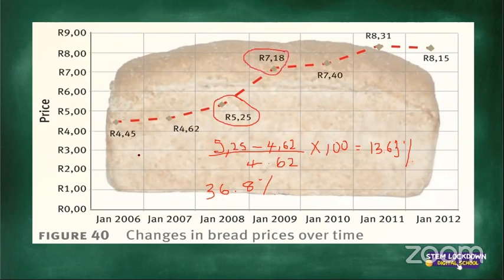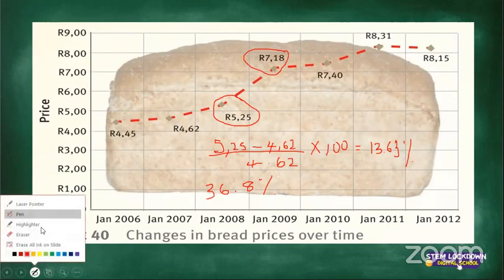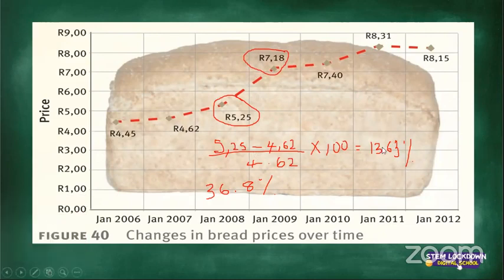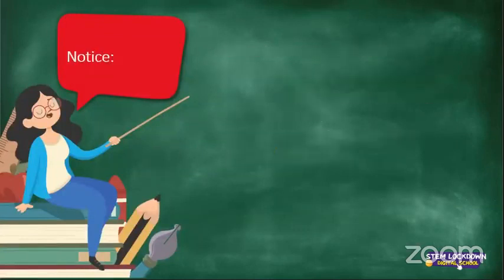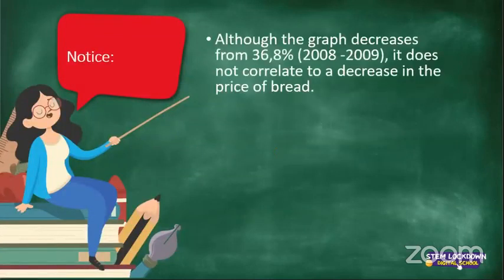You see it increased by that much. We have moved from 13.63 to 36.8%. The inflation rate increased from 13.63 to 36.8. It does not correlate to a decrease in the price.